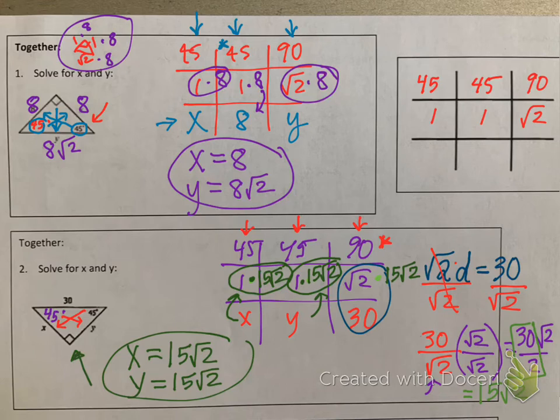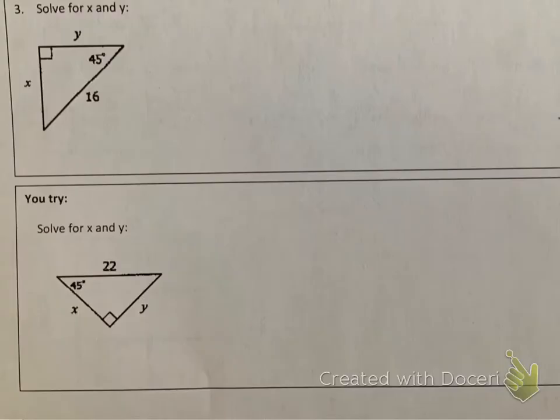Alright, let me switch the screen, and let's get on to the last example. Alright, for number 3, again, I noticed that it's a 45, 45, 90 right triangle. Here's the missing 45, so I'm going to make my chart.